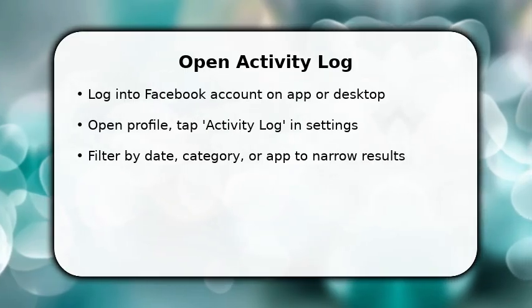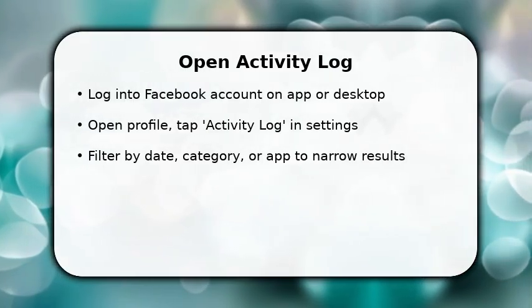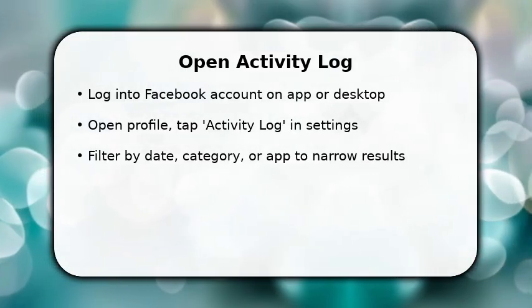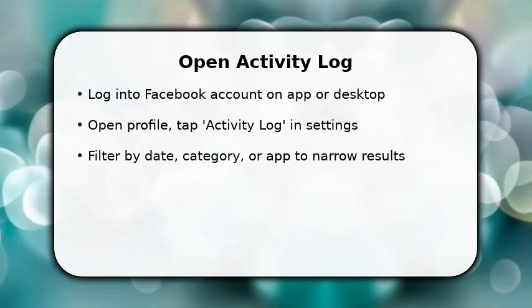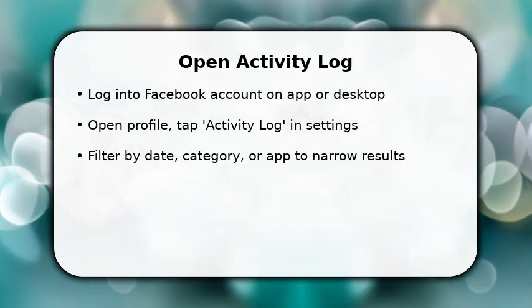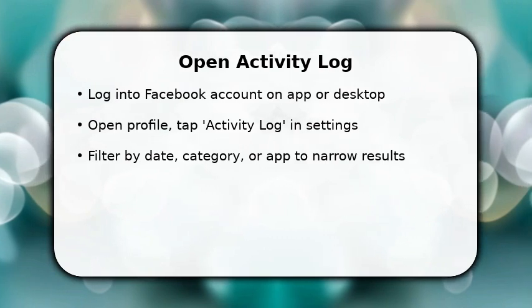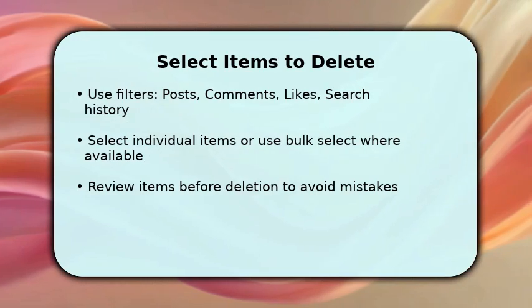Use the filters Immediately, Date Range, Category, or App to reduce noise. This makes it faster to find what you want to remove, and it prevents accidental deletion of unrelated items later on. Now you'll select the items to delete.